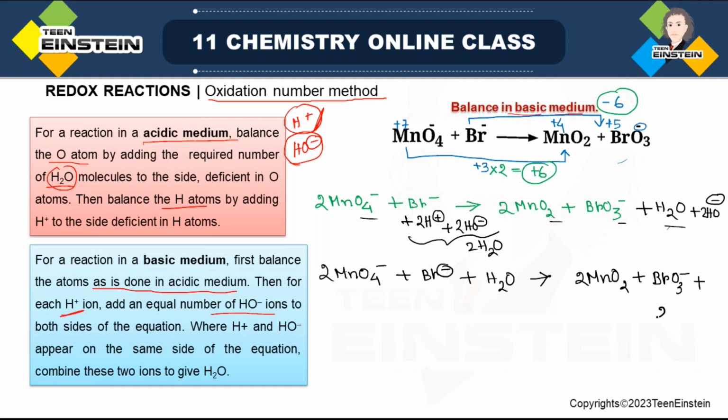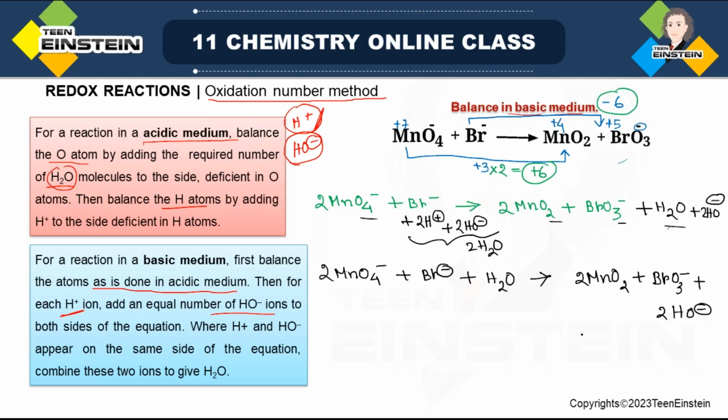And 2OH⁻. So this is the final balanced equation: 2MnO4⁻ + Br⁻ + 1 water molecule. On the right hand side, 2MnO2, BrO3⁻, and 2 hydroxide ions. Okay, so we have solved it in basic medium and also by the oxidation number method.